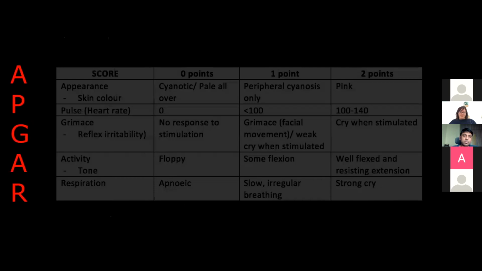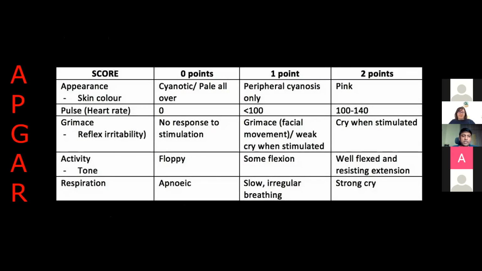Briefly talking about the Apgar score, it stands for appearance, pulse, grimace, activity, and respiration. The highest score is 10. It's usually available on the app.